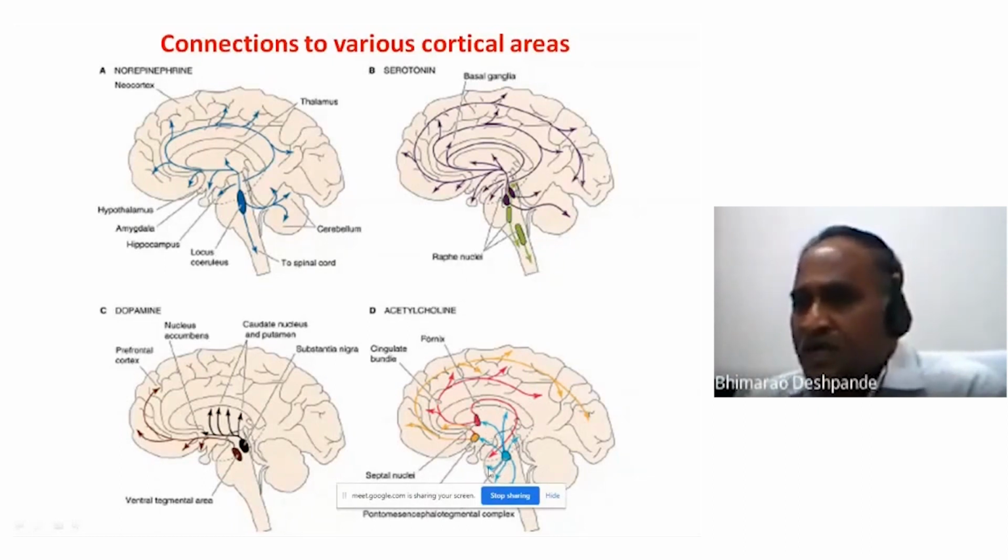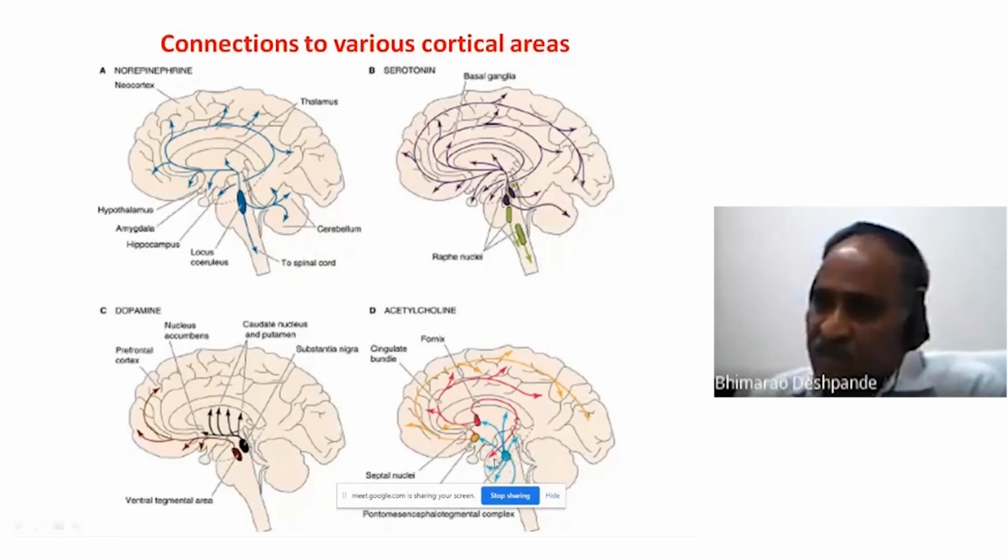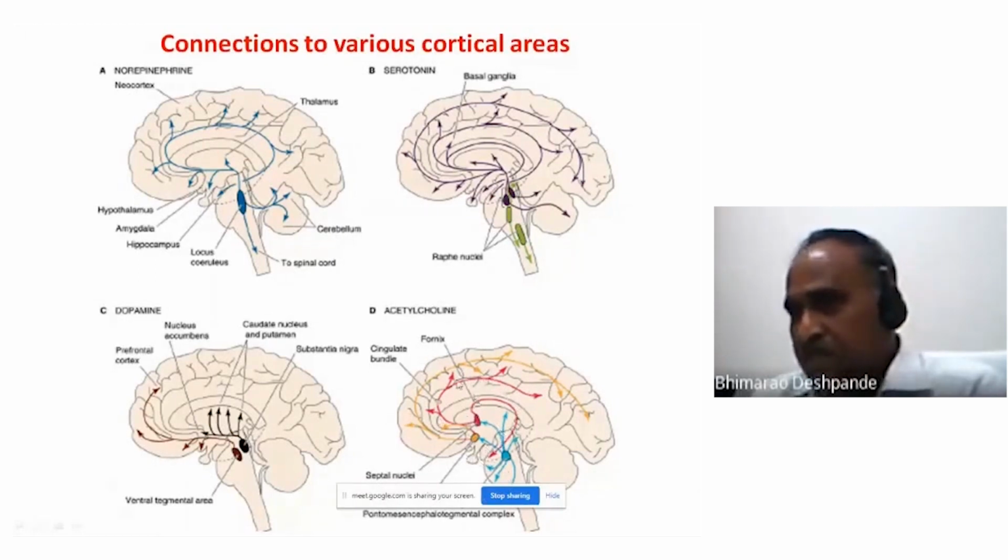Now we have acetylcholine. They are coming from the tegmental area, the tegmentum, the upper part of the midbrain. They reach the septal nucleus. This is the septal nucleus, and this is the basal nucleus. From the basal nucleus to the prefrontal cortex and other areas of the brain, and from the septal nucleus to the cingulate gyrus, the limbic system. That forms the activity. And from the septal nucleus it comes back to the hippocampus and the amygdala. So there are three pathways that it would activate.